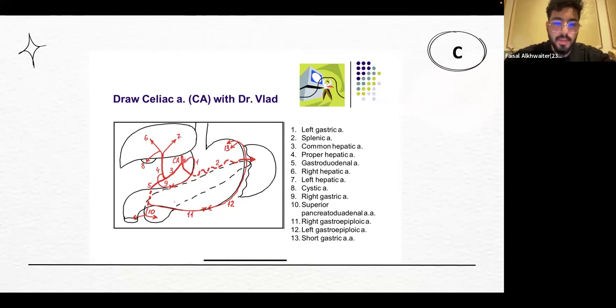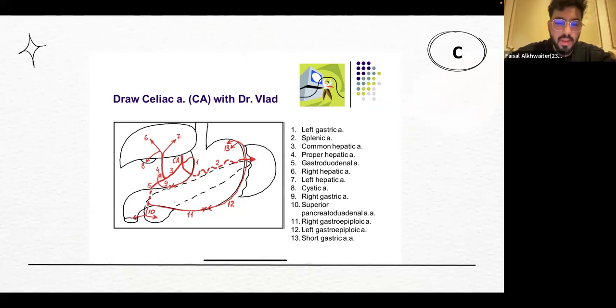So as you can see, this is the pancreas. It's posterior to the stomach, and this is the splenic artery. It runs along the superior border of the pancreas, and it's called the splenic artery because it supplies the spleen.